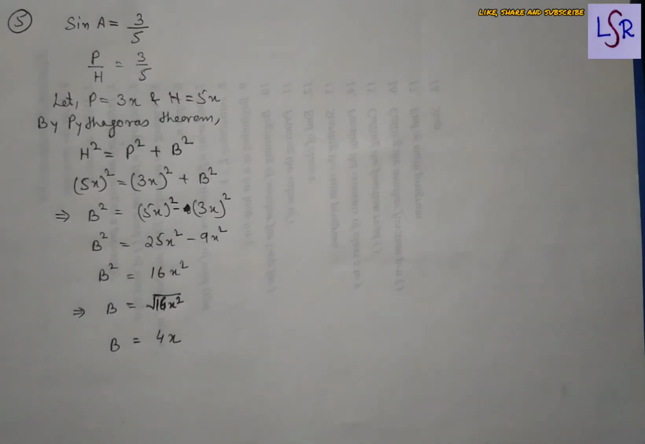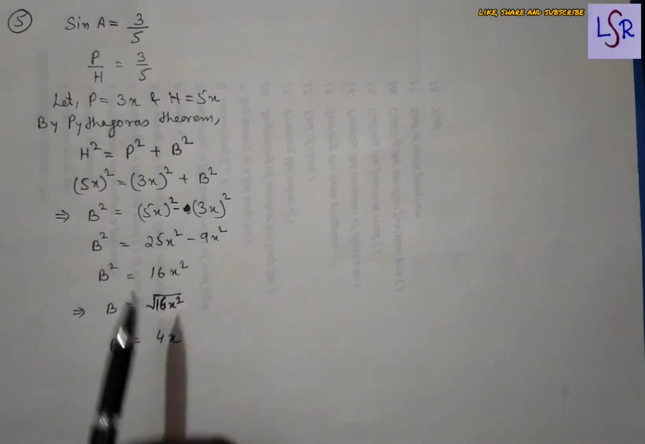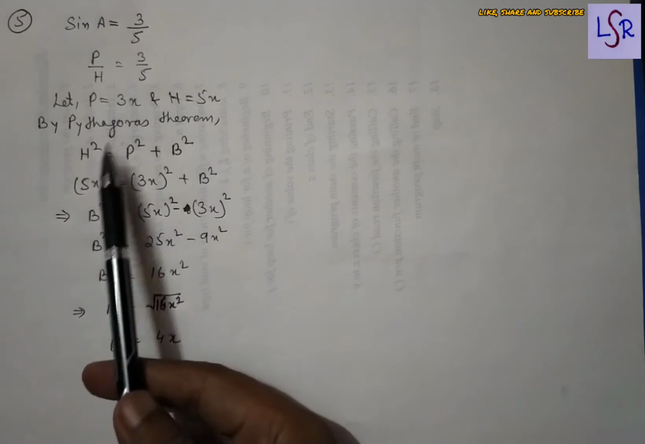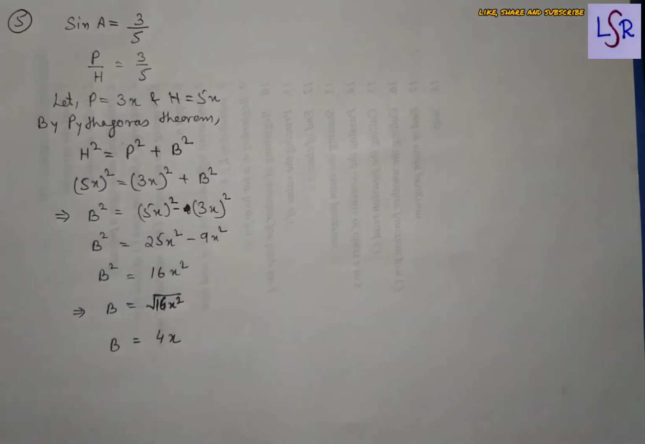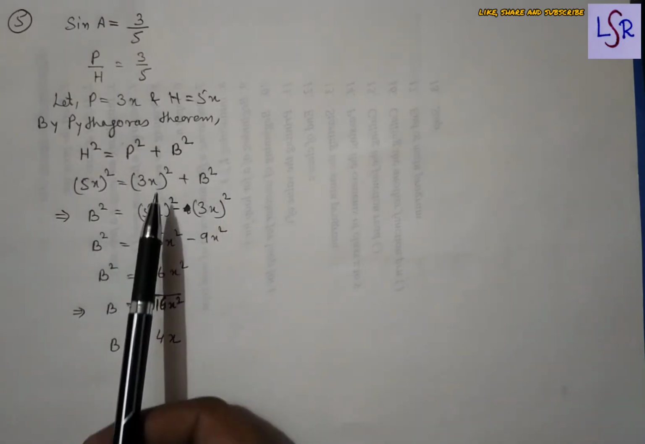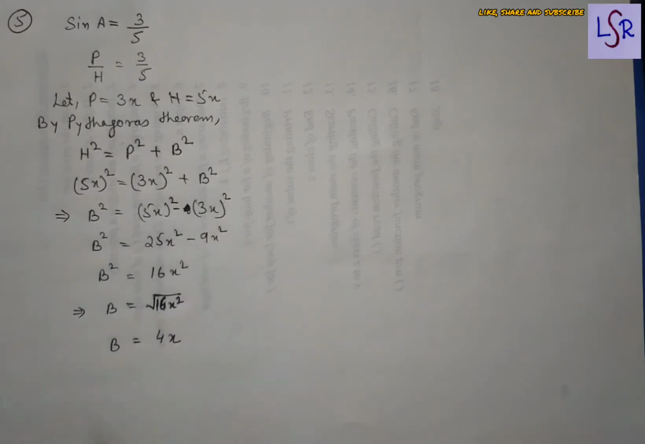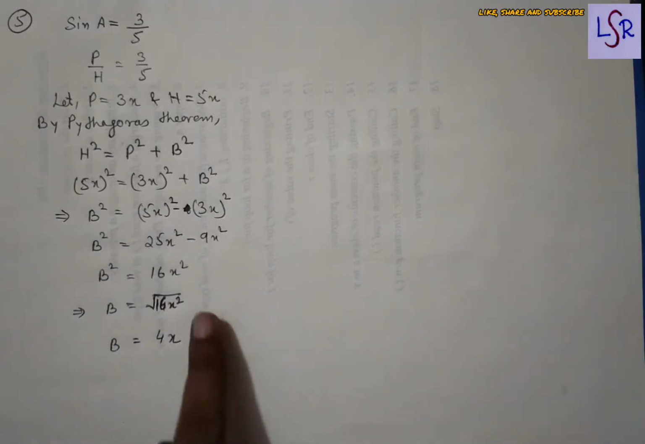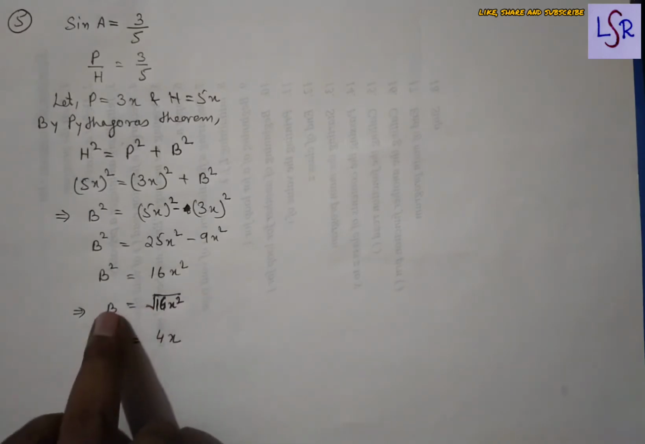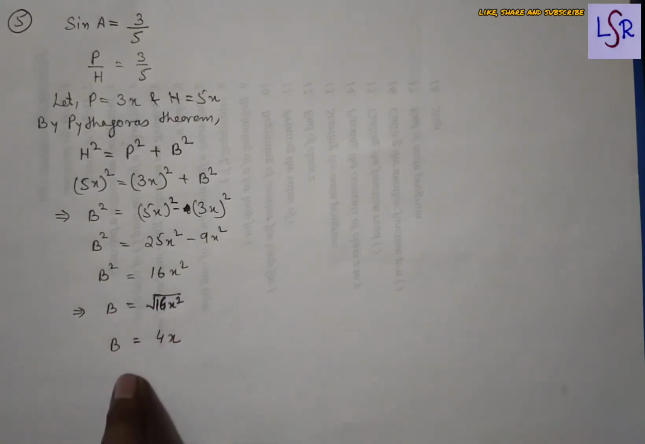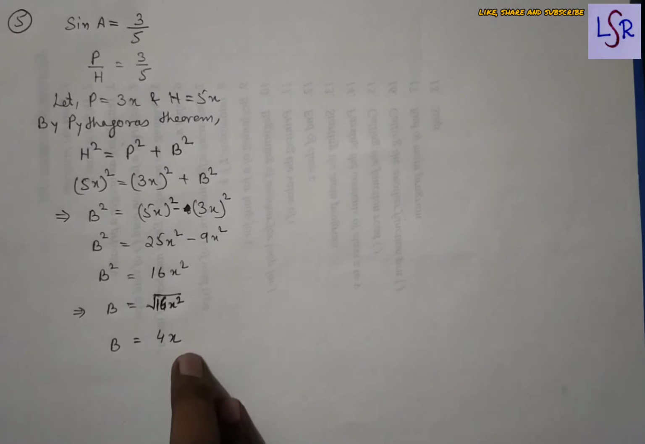Then after that, with the help of the Pythagoras theorem, we can find the length of the side, base. Now on applying the Pythagoras theorem, we have got the base as 4x. We have used hypotenuse square equals perpendicular square plus base square. We have placed the values, and then from here we made the transpose. On making the transpose, we have got 16x square, and then we have taken the square root on both sides to get the base b, and that is equal to 4x.